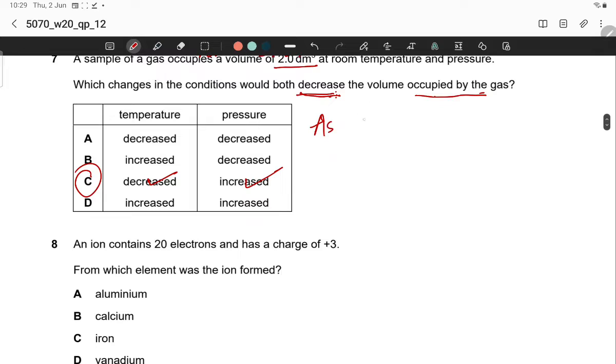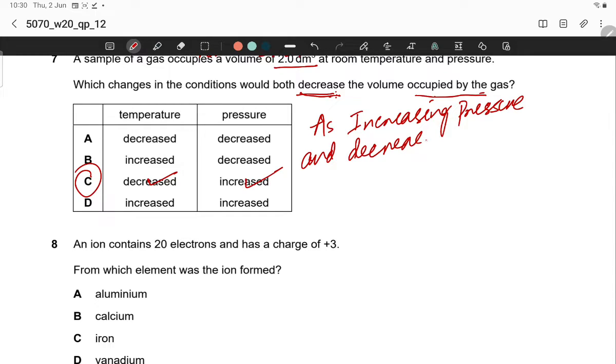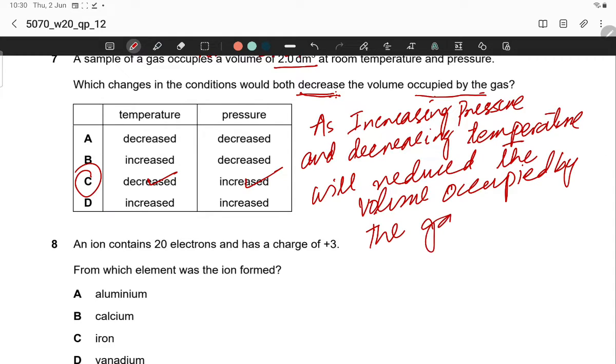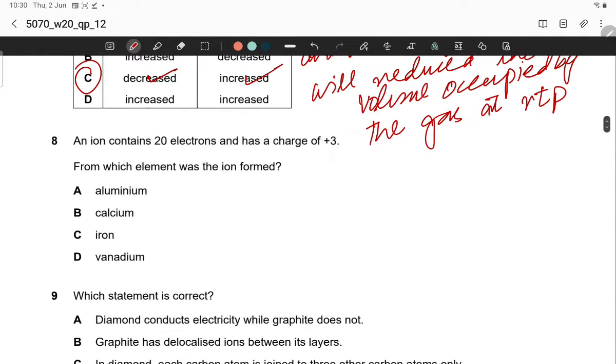As increasing pressure and decreasing temperature will reduce the volume occupied by the gas at RTP. So C must be correct.